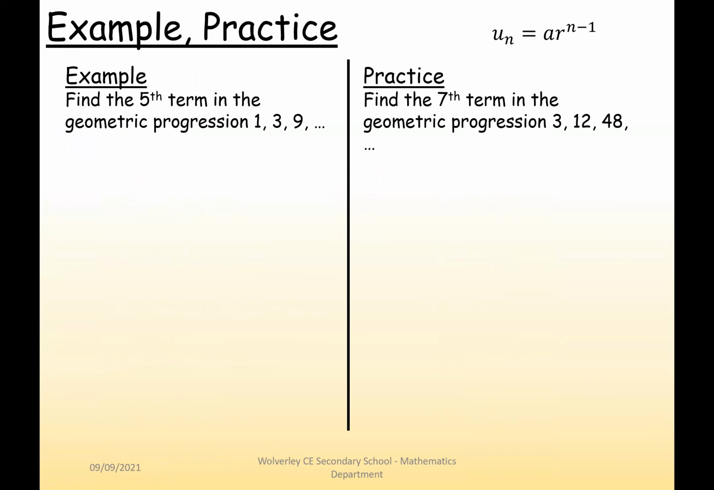Right, let's go through an example. So here, we've got a geometric progression, 1, 3, 9, and so on. We want to find the 5th term without having to list them all out. This is going to be useful when we want the 100th term, 200th. We don't want to be listing out and doing all of that work if we can do it a lot simpler.